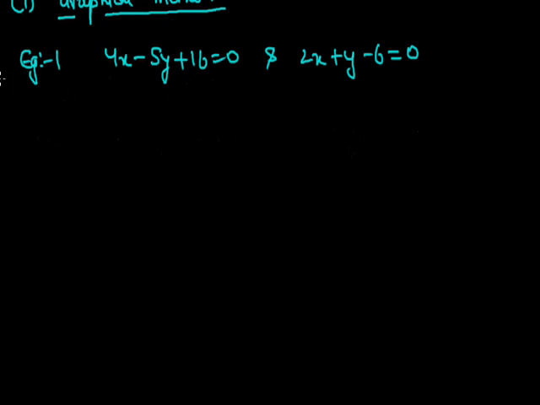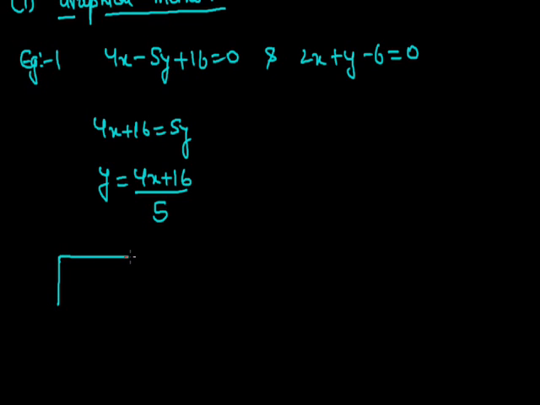The method of representing this linear equation graphically is that I can take either x in terms of y or y in terms of x. Suppose I take 4x plus 16 is equal to 5y, or y is equal to (4x plus 16) divided by 5. So what I have done is I have taken y in terms of x. Now, whatever values I keep for x, accordingly I will get the values for y, and on the basis of that I will represent this linear equation graphically.